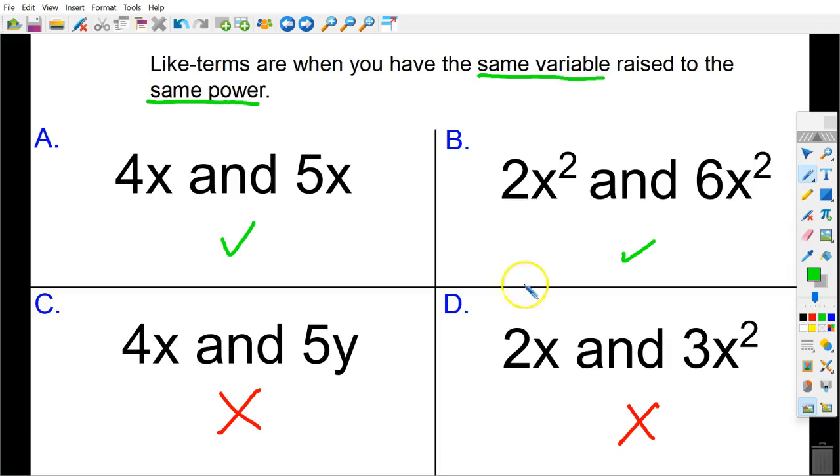All right? Letter D, 2x and 3x squared. So, same variable, but not the same exponent, okay? So, we cannot combine them. It does not work, okay? Please pause and take these notes. Write down everything you see on this slide, okay?